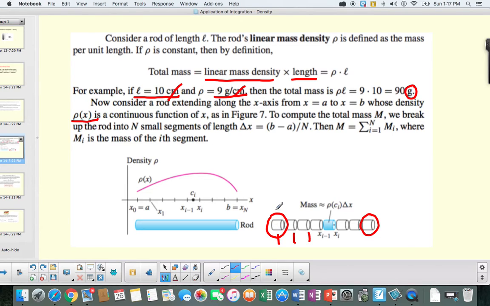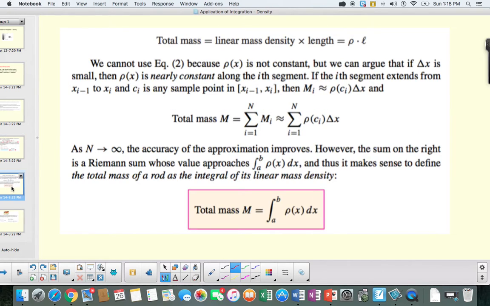And that's what we're going to do. We're going to set up a Riemann sum where each little piece is operating on a constant density. When we do this, we're going to have a lot of little pieces of mass, and each mass is represented by its own density and its own little length. And when we sum these up, we're going to get an integral.